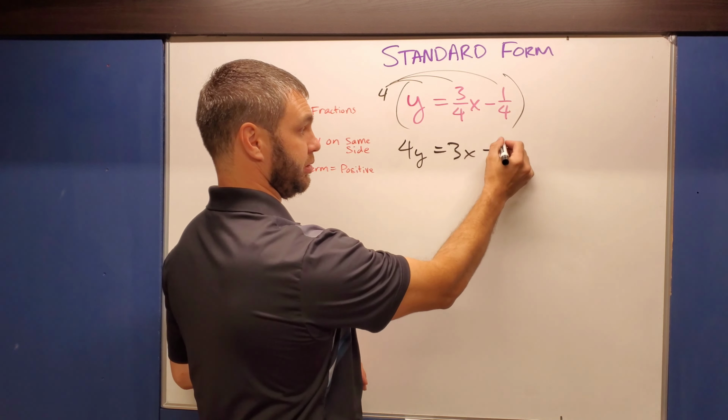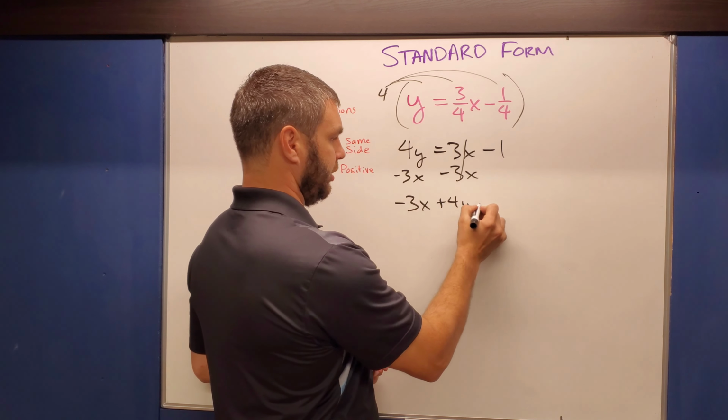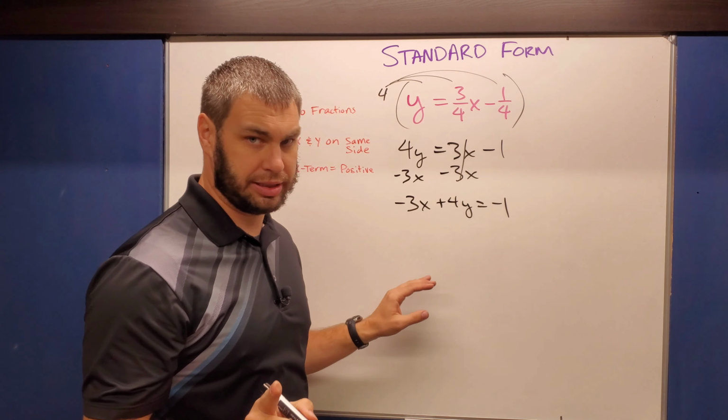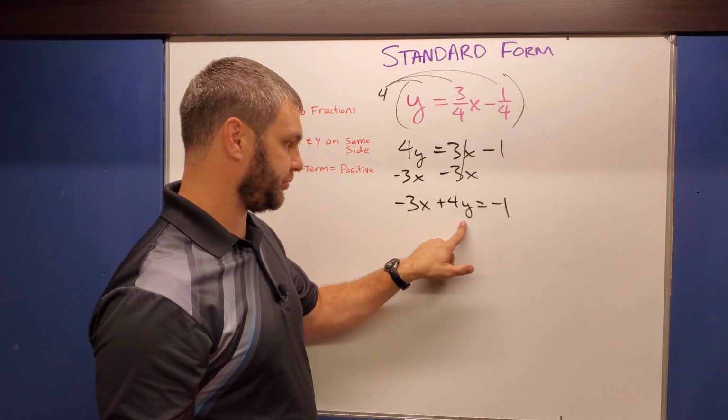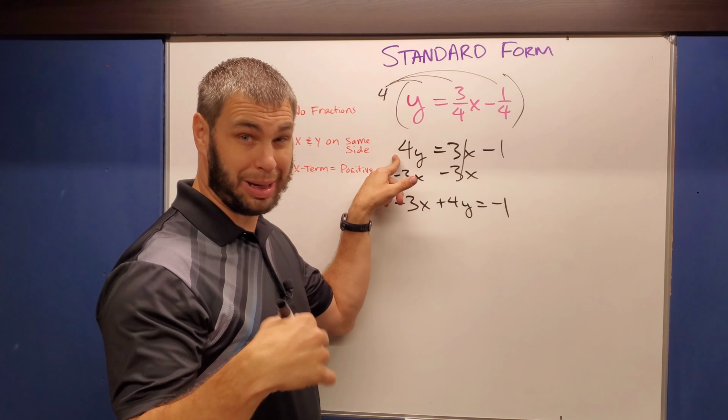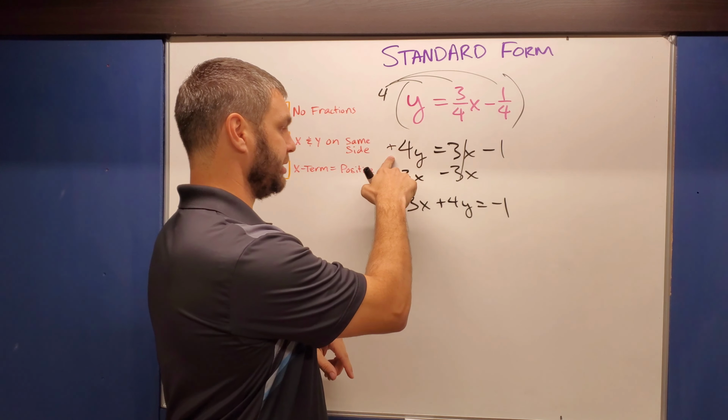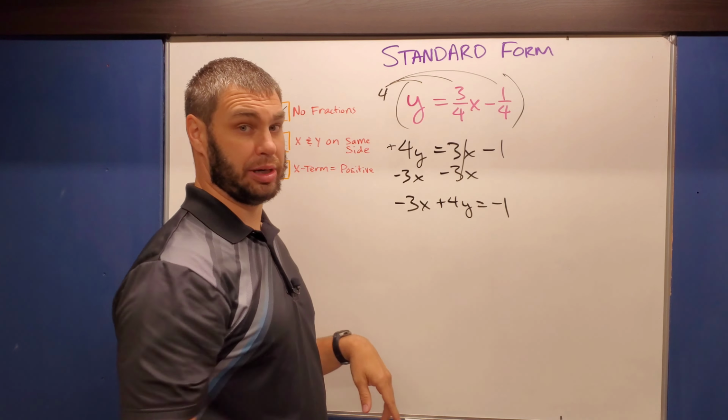The next thing I need is that the x and y have to be on the same side. So this is a positive 3x. I'm going to move it over by subtracting it on both sides of my equal sign. Here they cancel. Again, you usually write the x term first. And when I do that on this one, one thing to note is I'm going to make this a plus 4y because it currently was positive. Since it was positive there, I can say plus 4y down below. All right. And then that takes care of the x and y on the same side.